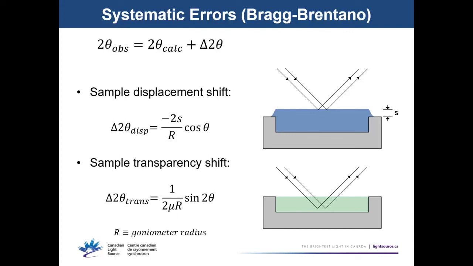And sample transparency occurs when your sample is composed of very light elements. So it predominantly occurs with organic materials, and it has a sine theta dependence.